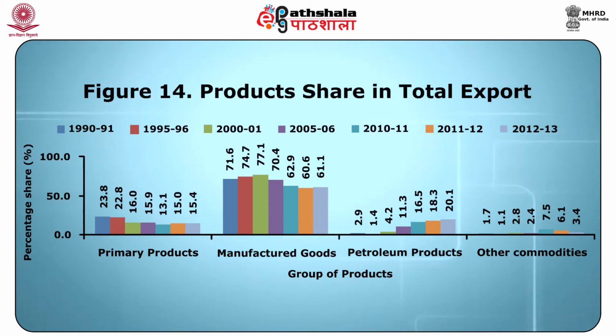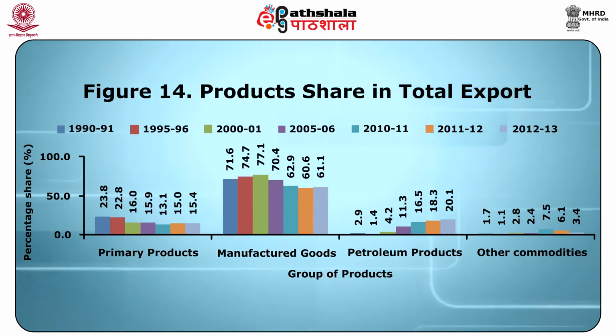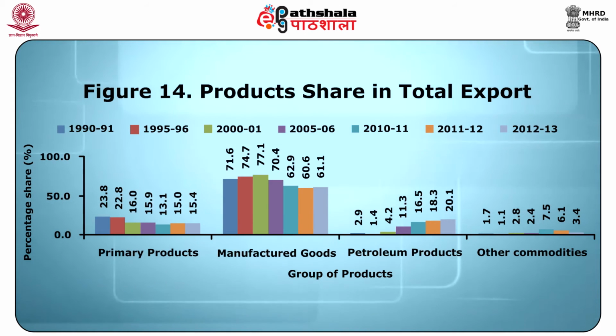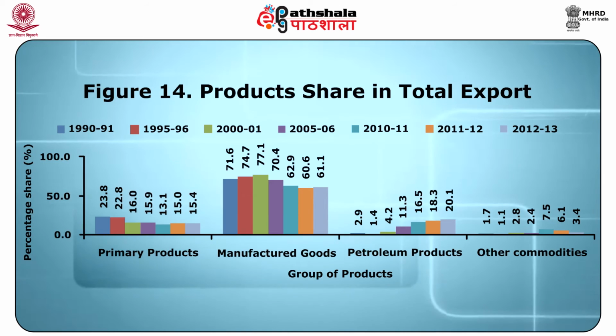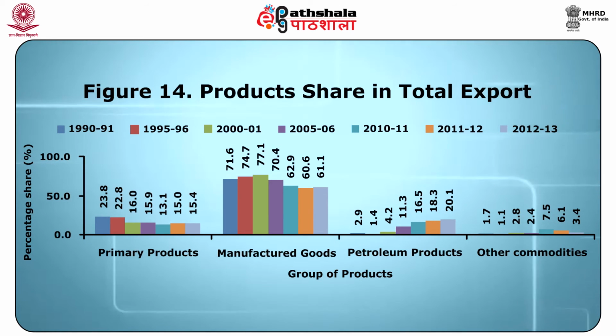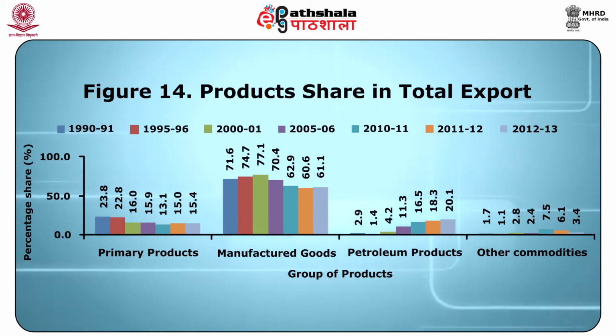This gives an idea of how India's pattern of trade has changed towards petroleum products rather than manufacturing or primary products. This has been indicated in figure 14, which shows us the product share in total exports. Again, this has been compiled from the RBI handbook.